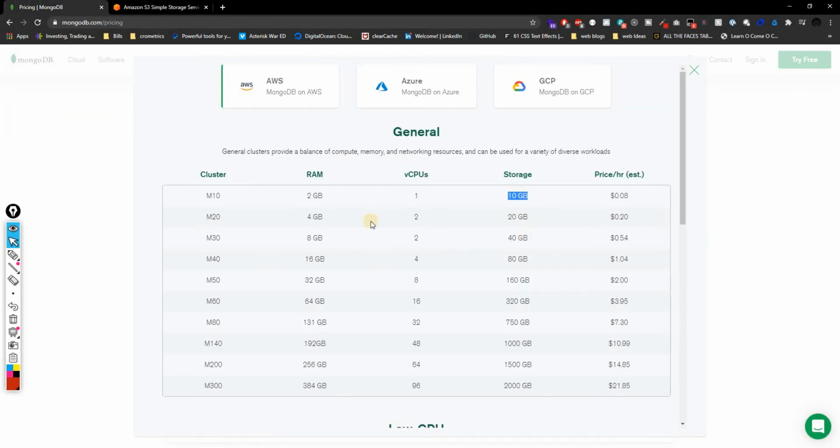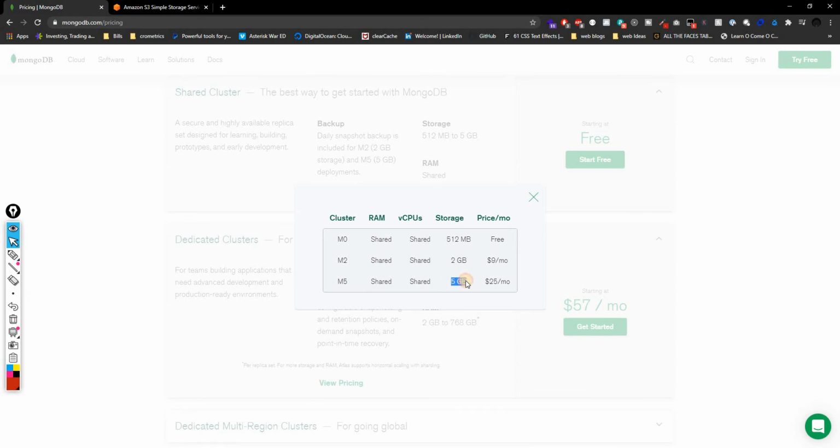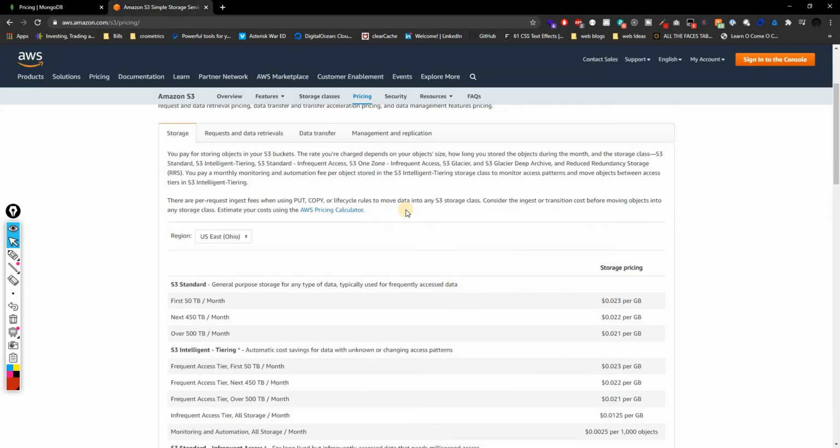Considering MongoDB offered us, let me go to that standard tier that they gave us. View pricing. Look, 5 gigabytes and $25 a month. Now remember, this is shared, and RAM is shared, and CPUs are shared, meaning that other people are using these RAMs and CPUs. This is not just you. So considering all that, this seems like a fairly good option for me anyways. If you have other options, let me know down in the comments below. But for this reason alone, we're going to be using Amazon S3, because it's just cheaper.